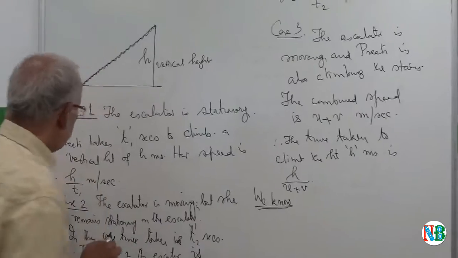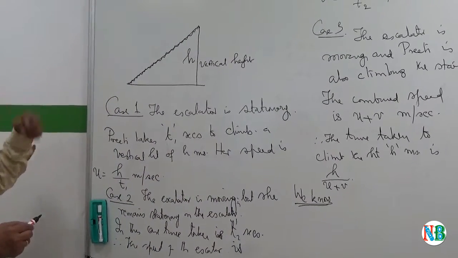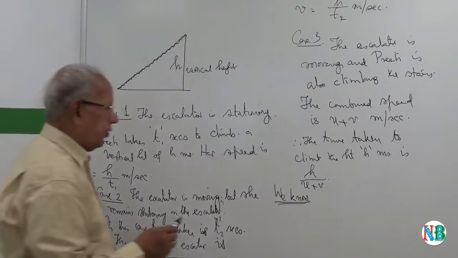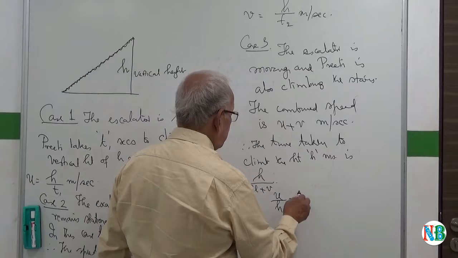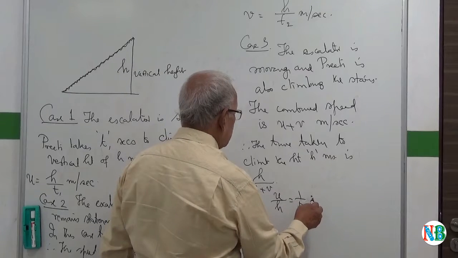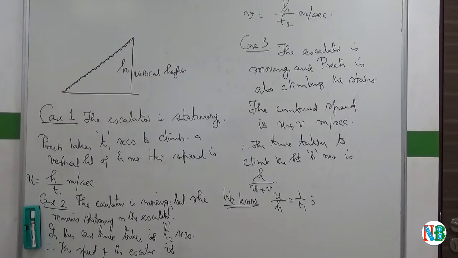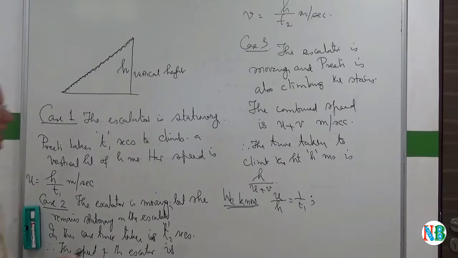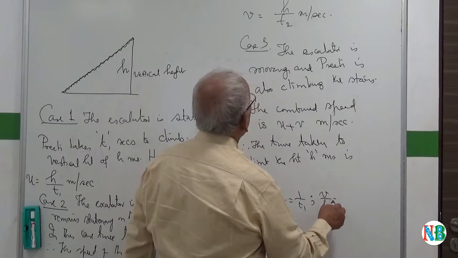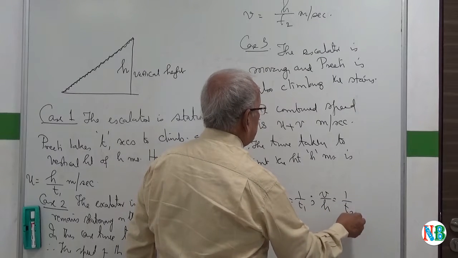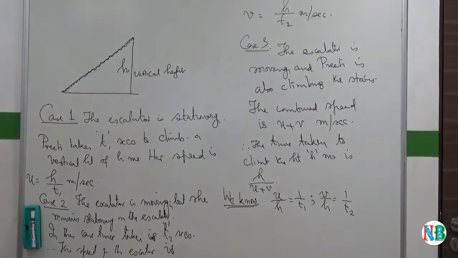Look at the first one, u equal to h over t1. I am going to look at it as u by h equal to 1 by t1. I can write like that, no? u by h equal to 1 by t1. What is the second one you have? v equal to h by t2. So let me rewrite this as v by h equal to 1 over t2. And what is it that we want?